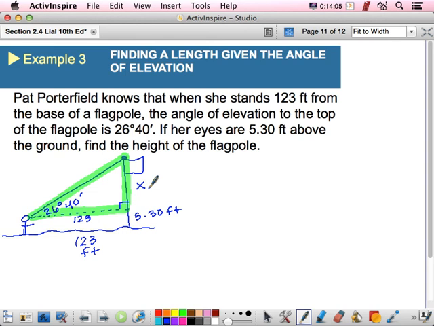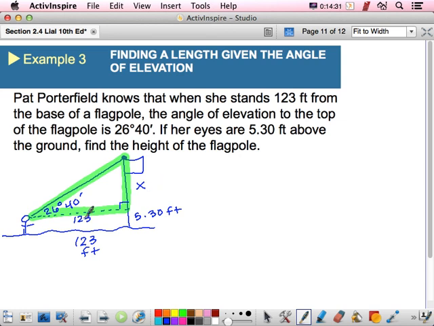Okay. Could I use the Pythagorean theorem? Do I know two of the three sides? No, so I can't use the Pythagorean theorem. So what could I use? If I can't use the Pythagorean theorem, tangent. I could use SOHCAHTOA, right? So we have to decide whether to use sine, cosine, or tangent based on this information to find x.